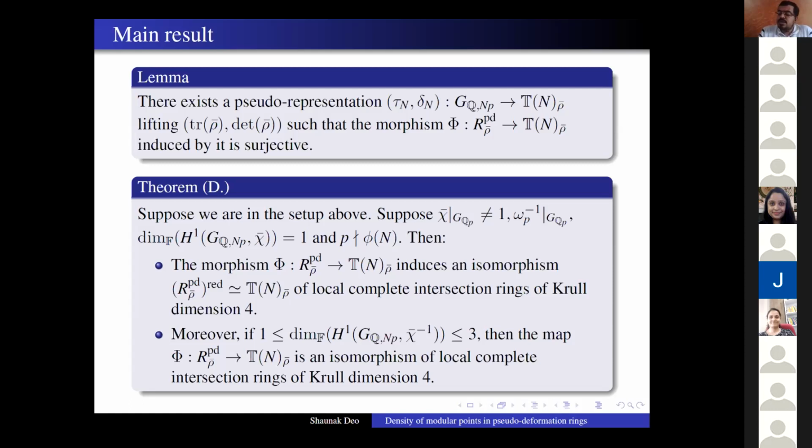I have 3 minutes, so let me just give another result that I had promised in the abstract. It is about level raising of modular forms. It's not really a corollary of this main result, but it's a byproduct of various methods that I use to prove this result. So it's like a consequence of some intermediate results. Let me state a very special case of that level raising theorem.